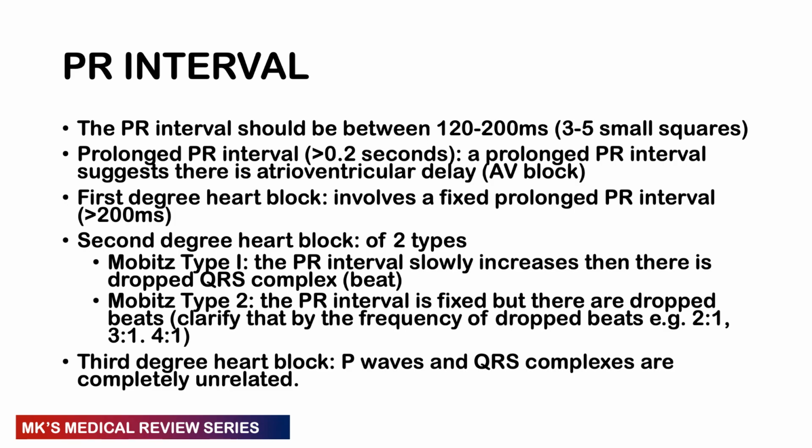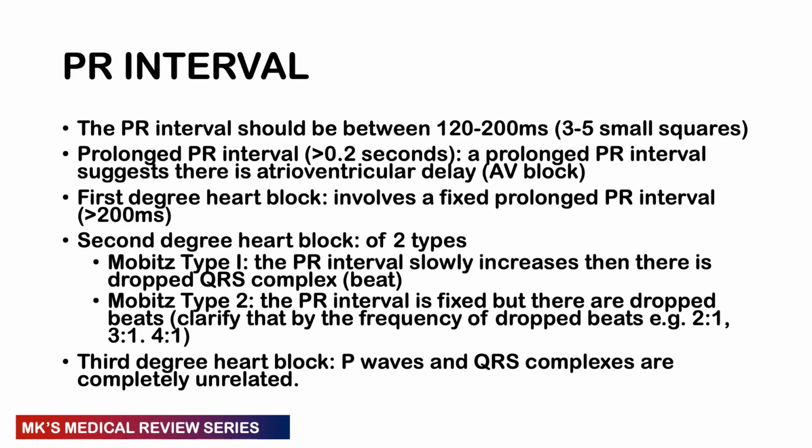In second degree, you have some impulses being generated, some of them are conducted to the ventricle, and some of them are not. It's like they're being filtered out. It's divided into 2 types. We have Mobitz type 1, which is also known as the Wenckebach block. Here the PR interval progressively increases until you get a P wave without any QRS complex afterwards. Then Mobitz type 2, you have a fixed prolonged PR interval, but you also have some dropped beats. You should clarify the frequency, whether it's 2 to 1, 3 to 1, whether you have 2 P waves and 1 QRS complex, or 3 P waves and 1 QRS complex.